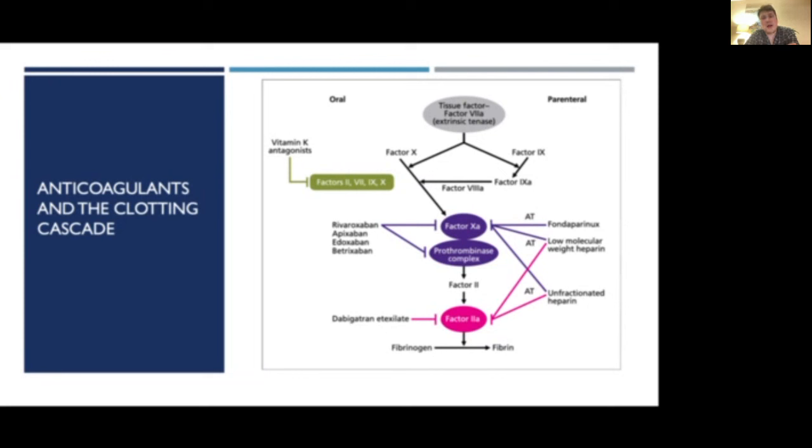And then you've got unfractionated heparin, which affects both 10 and 2A. You've got low molecular weight heparin, which, depending on the drug you've got, affects 10 and 2A variably. And then fondaparinux, which is almost exclusively via the action of antithrombin on 10A. And they give you a prolonged APTT predominantly.